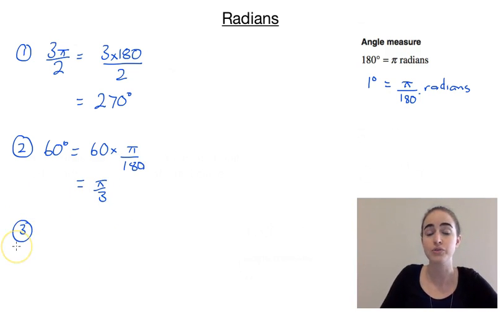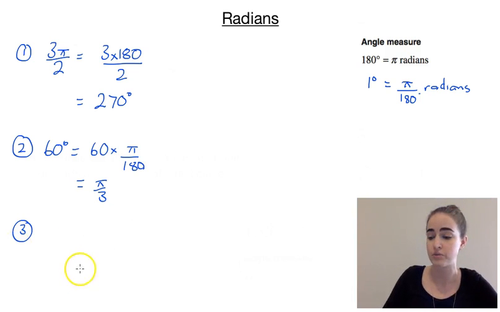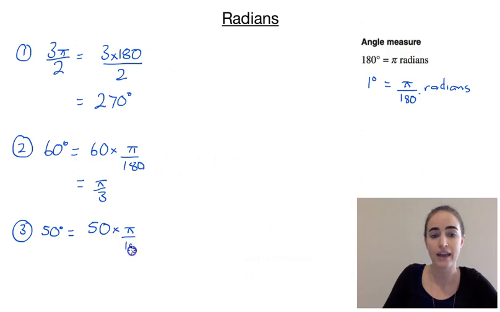Sometimes you'll be asked to round it off, say to the nearest 2 decimal places. So let's have a look at an example where we're asked to do that. This time we've got 50 degrees. So we're going to go 50 times pi over 180. And if you pop that in your calculator, you'll end up, correct to 2 decimal places, with 0.87 radians. And that's to 2 dp.